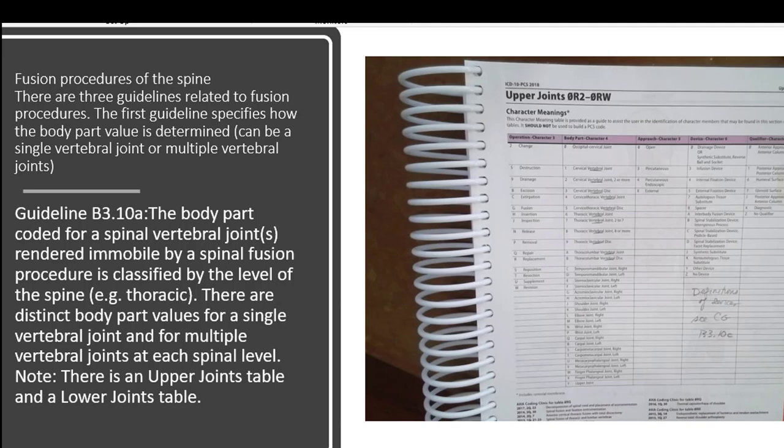The body part coded for a spinal vertebral joint rendered immobile by a fusion procedure is classified by the level of the spine, being cervical, thoracic, lumbar. There are distinct body part values for a single joint and for multiple joints at each spinal level. There's an upper joints table and a lower joints table. I don't expect you to always be able to read this, but you can look in your own code book, find the upper joints table, and see what I'm talking about there for the different body part values.